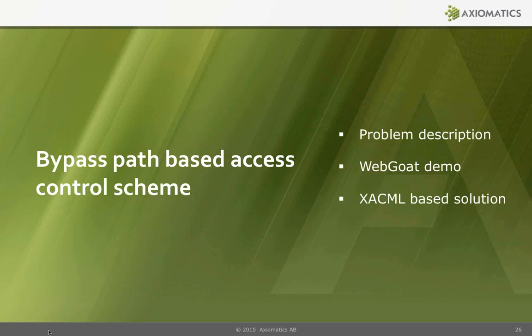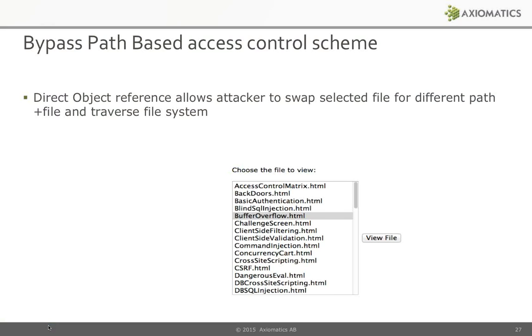The next one we're going to look at is bypass path-based access control. As mentioned earlier, these are all in the paper in more detail, and we'll have links at the end to download the code that you can run against WebGoat to test it out yourself and play. So the bypass path-based access control scheme is another lab in the WebGoat training tool.